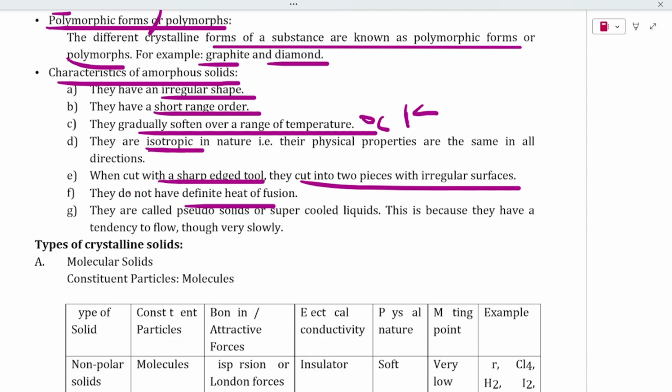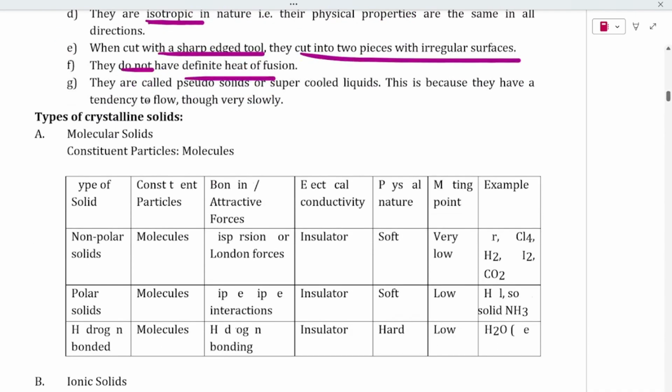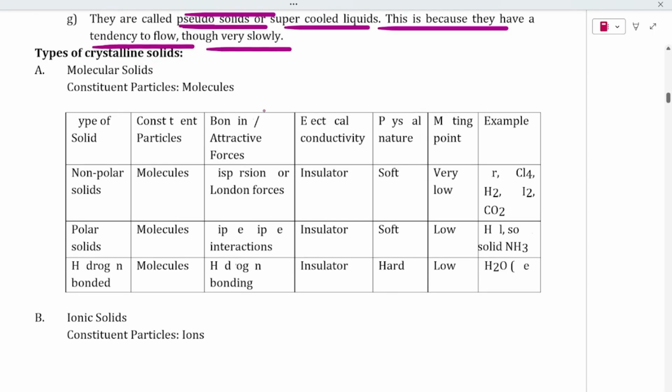They do not have a definite heat of fusion. They are called pseudo solids or supercooled solids. Pseudo is nothing but false, and this is because they have a tendency to flow very slowly. Okay, now let's see the types of crystalline solids.